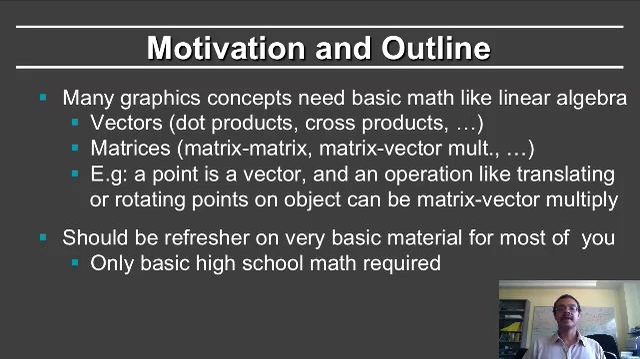Assume, for example, that you have a point that you want to translate to a different region. This comes up all the time. You have a character, you want to move it somewhere else in the scene. You can regard the point as a vector, and we'll see how an operation like translation or rotation can be written as a matrix vector multiplication. The contents of this lecture on vectors and matrices should be very basic for most of you. It does not go beyond what you would learn in a basic high school mathematical education.